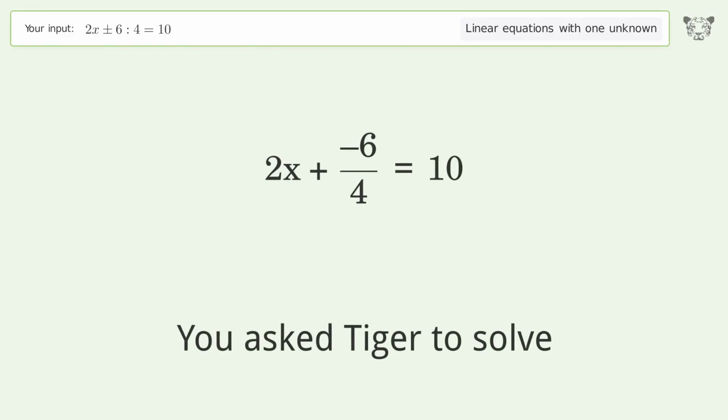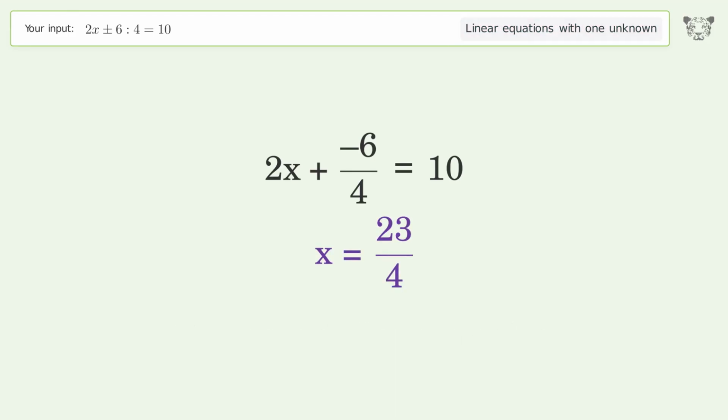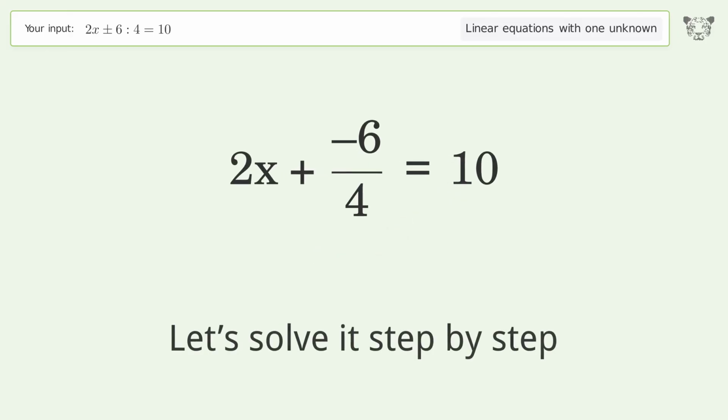You ask Tiger to solve. This deals with linear equations with one unknown. The final result is x equals 23 over 4. Let's solve it step by step.